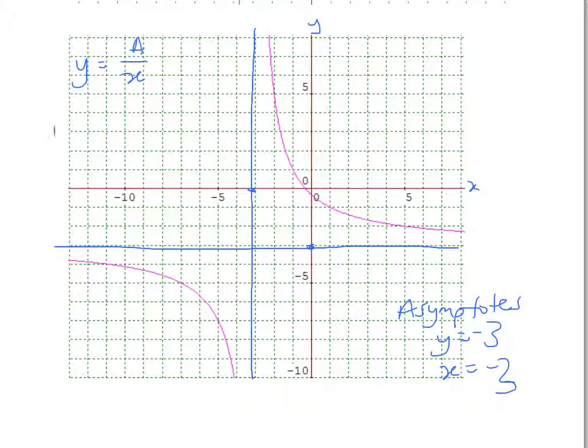So let's see how far we've moved. X has gone to the left 3. So we have a over x plus 3, to the left 3. But it's also going down 3. So we're going to do minus 3 there.